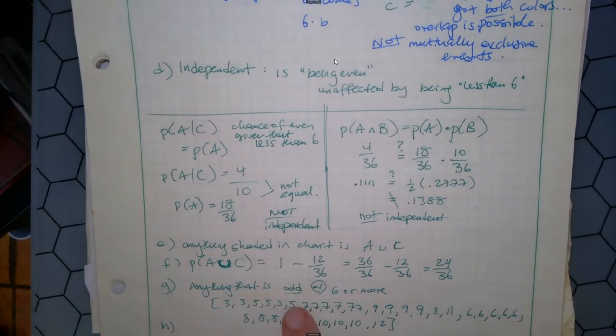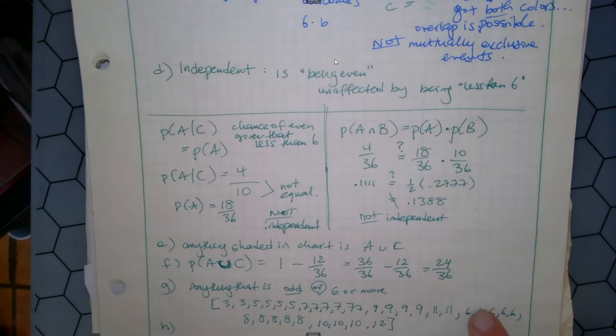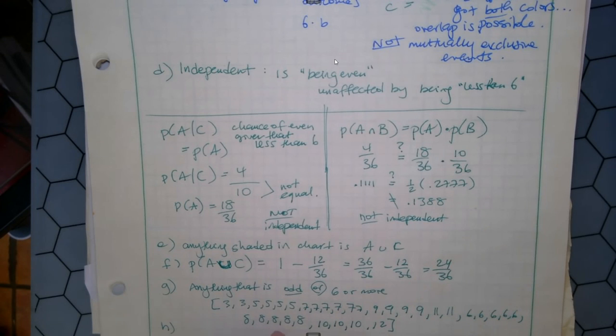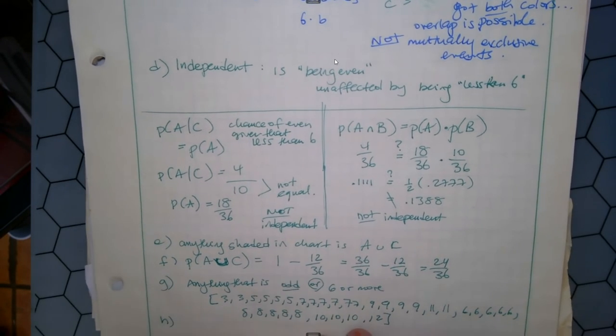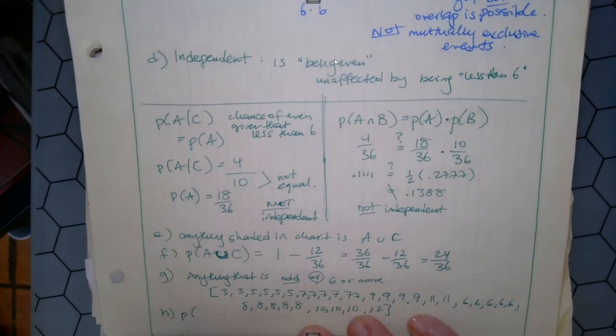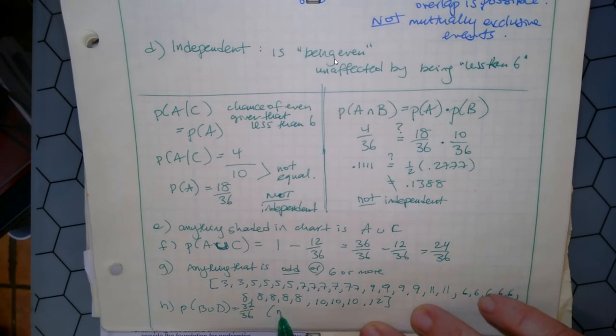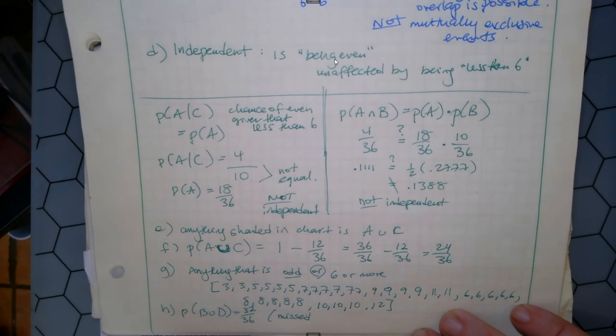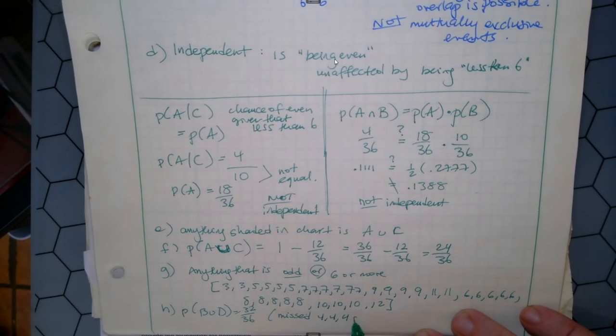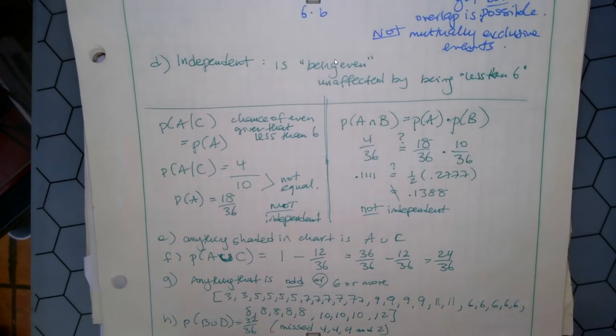1, 2, 3, 4, 5, 6, 7, 8, 9, 10, 11, 12, 13, 14, 15, 16, 17, 18, 19, 20, 21, 22, 23, 24, 25, 26, 27, 28, 29, 30, 31, 32. That's a lot more than the other one. Okay. So probability of B union D is 32 out of 36, which means the only thing we missed or skipped were even numbers below 6. So 4, 4, 4, and 2. It's the only things we skipped.